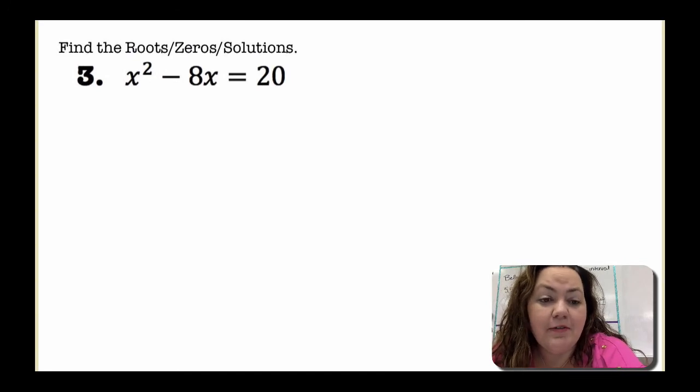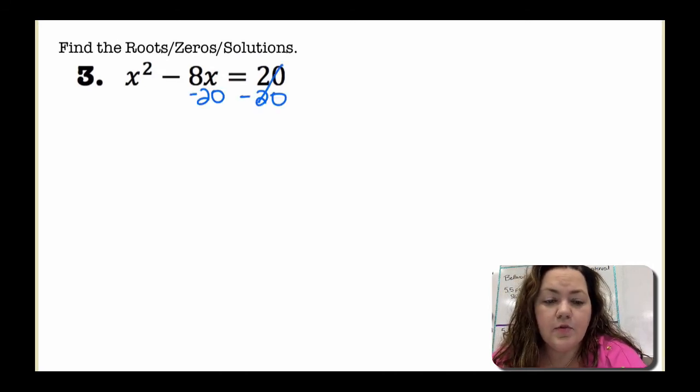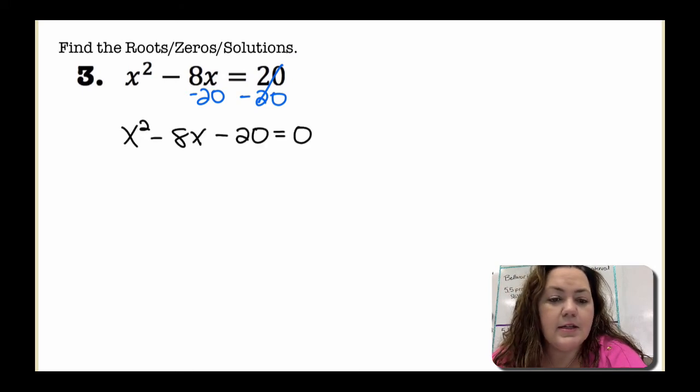All right, number 3, I have x squared minus 8x equals 20. Again, this is not set equal to 0, so I need to move the 20 over to the other side. So I'm going to move 20 over, and that's going to give me x squared minus 8x minus 20 equals 0.